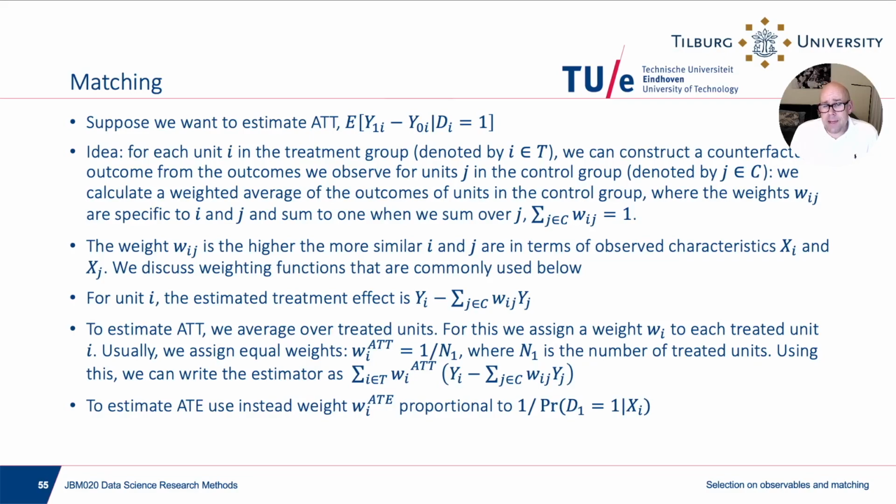Finally, to estimate the average treatment effect, we do pretty much the same thing. The one thing that is different is later this weight. So instead of the WIATT, what we're going to do is we're going to use a weight WIATE, which is not 1 over N1. So it's not equal weight to all the treated units. No, it is proportional to 1 divided by the probability that unit I has been treated.